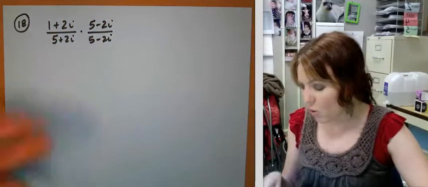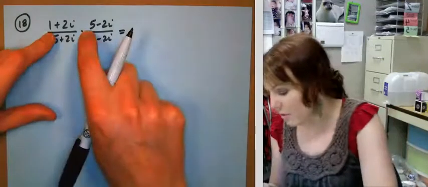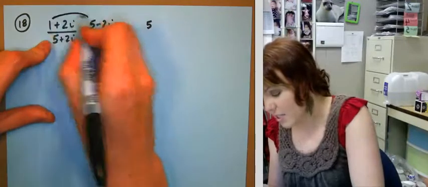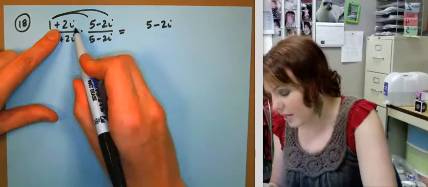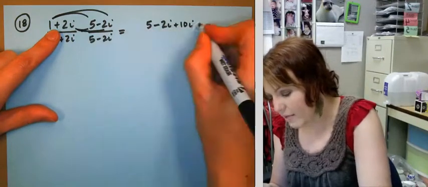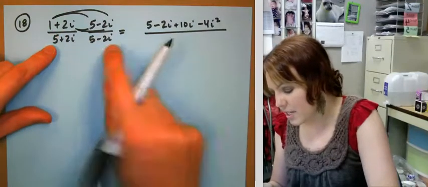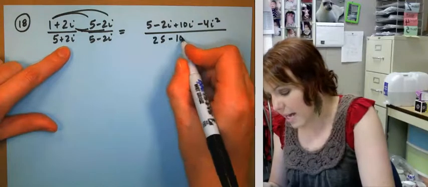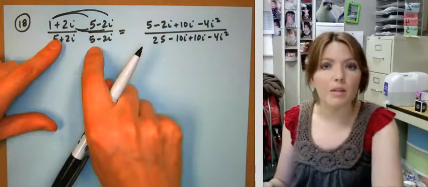Okay, so we're going to FOIL on the top and FOIL on the bottom, and then we're done. On the top, if we FOIL, we get 1 times 5 is 5. So that's the first. The outer, 1 times -2i is -2i. The inner, we've got positive 10i, and then the last, we have -4i squared. On the bottom, same thing. First are, let's see, we've got 25, and then we have minus 10i plus 10i minus 4i squared. So we follow the same pattern that we did on the top.